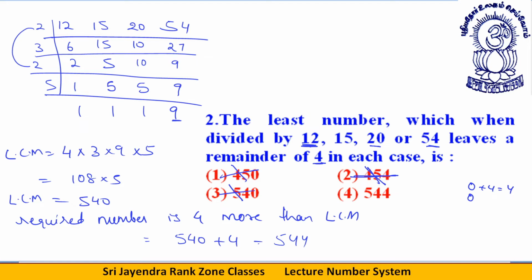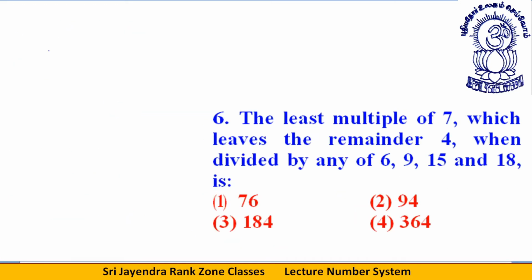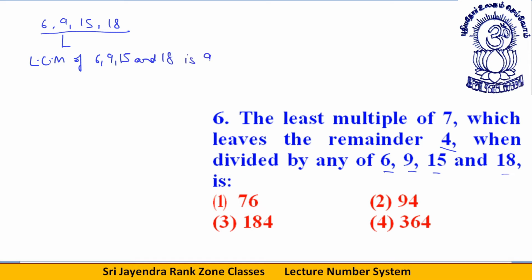Okay, dear students. Now we have a very good question. The least multiple of 7 which leaves a remainder of 4 when divided by 6, 9, 15 and 18 is, see, first of all let's find the LCM of 6, 9, 15 and 18. Honestly, it's easy to find this time. Let's say the LCM for these numbers is 90.